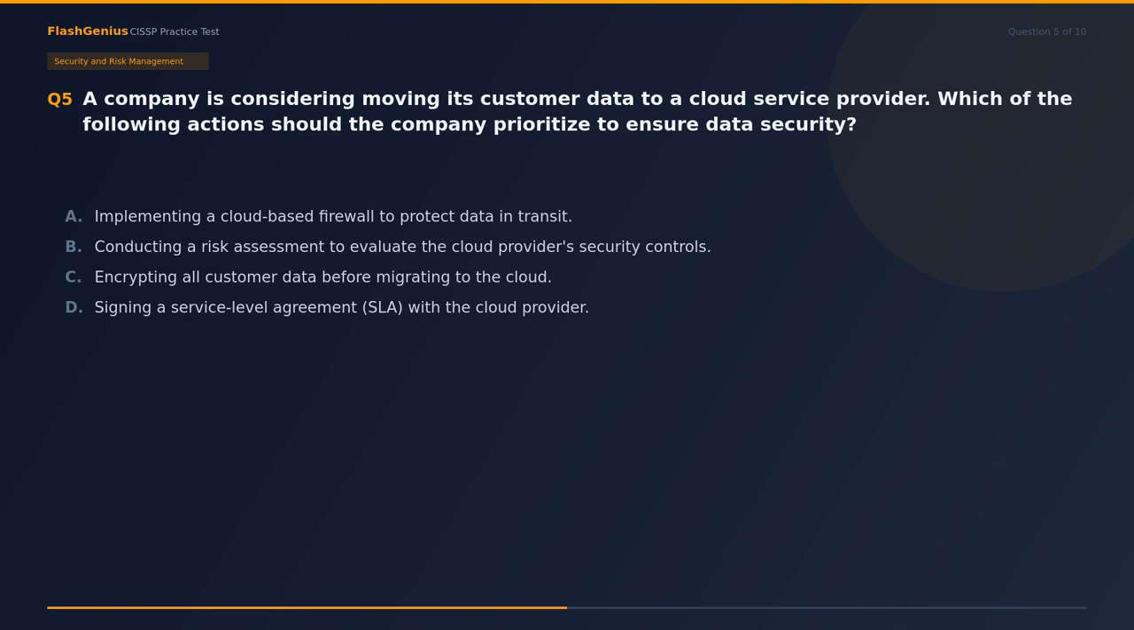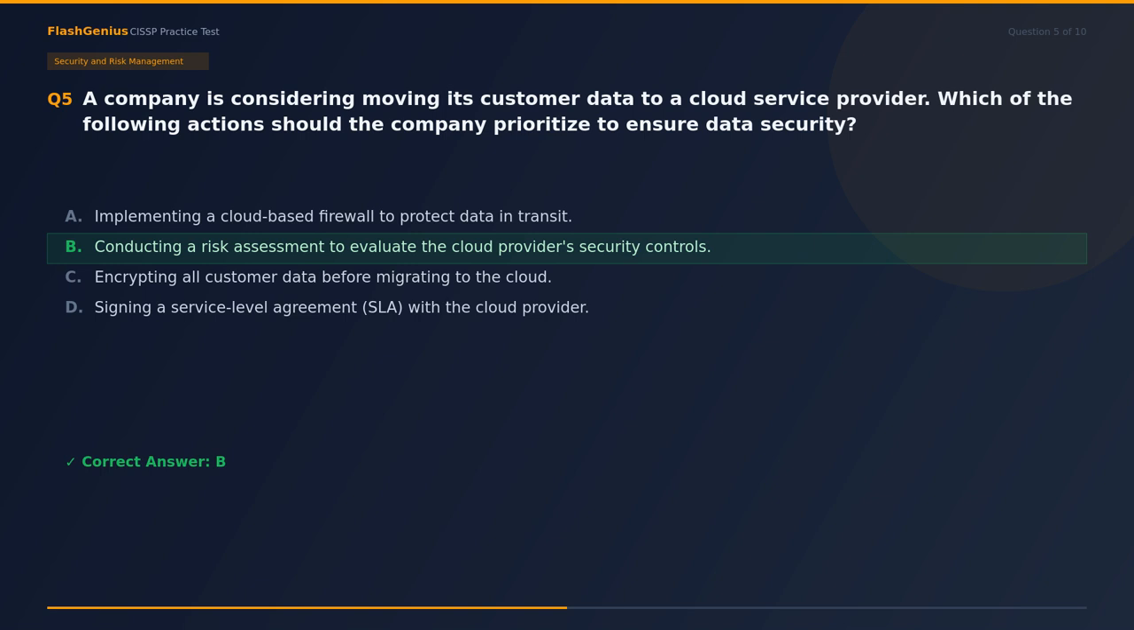Option A, implementing a cloud-based firewall to protect data in transit. Option B, conducting a risk assessment to evaluate the cloud provider's security controls. Option C, encrypting all customer data before migrating to the cloud. Option D, signing a service-level agreement, SLA, with the cloud provider. Take a moment to think about your answer. The correct answer is B, conducting a risk assessment to evaluate the cloud provider's security controls.